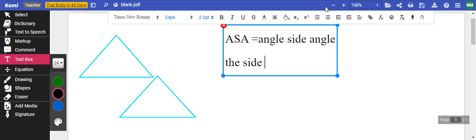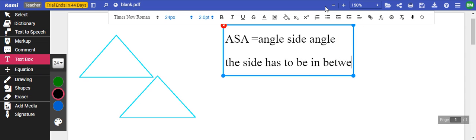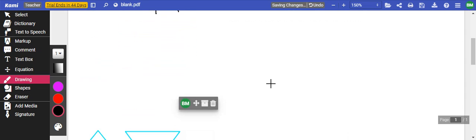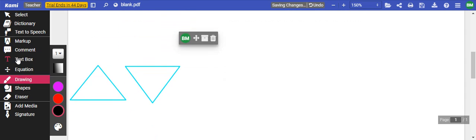The side has to be in between. Okay, so let's draw that. We have a side. These two triangles have a side in common. That little line means they are congruent. We make a little arc that's telling me it's an angle. And I want angle, side, angle, so I have to do the angle on the other side, and they are congruent to each other. Angle, side, angle.